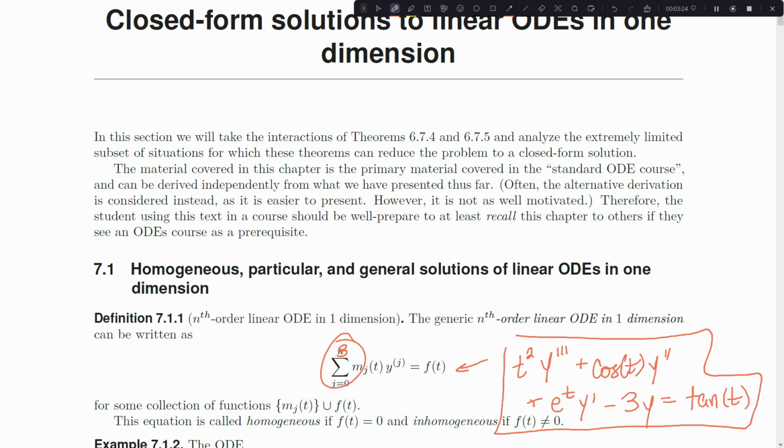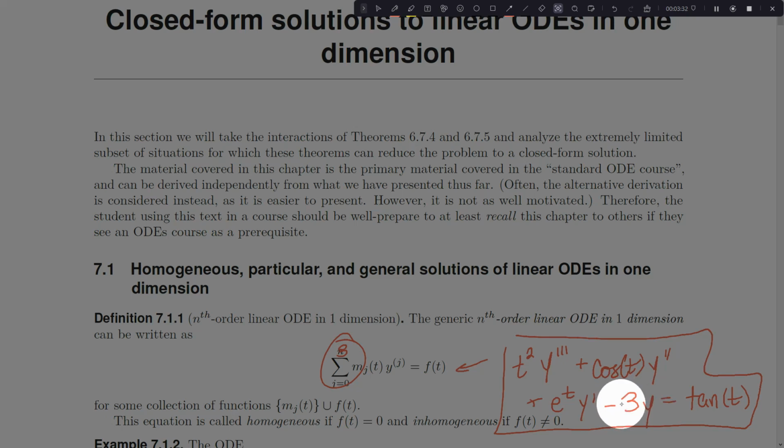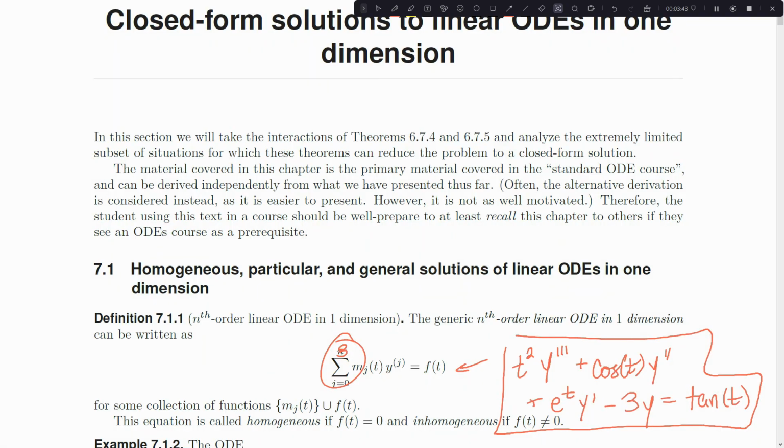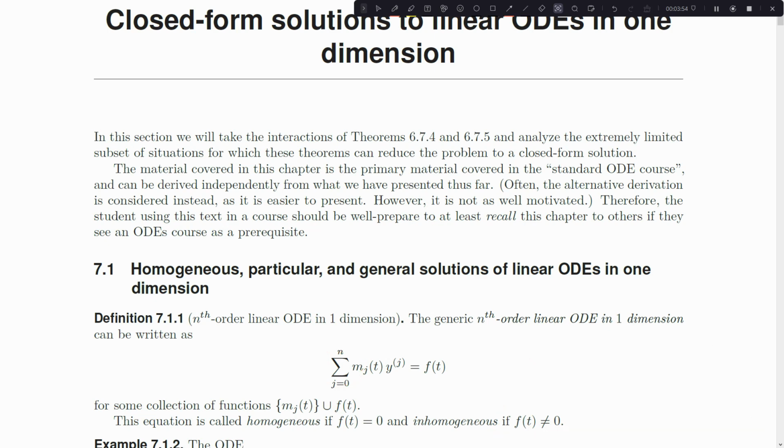If I expanded the left-hand side as its actual sum, you have the 0th derivative, some function, the first derivative, some function, the second derivative, another function, and the third derivative and some function. And you can go as high as you want, and you're just allowed to multiply by functions, but do nothing else. And that's going to be your classic linear ODE in one dimension. There's not really any other linear ODE in one dimension.